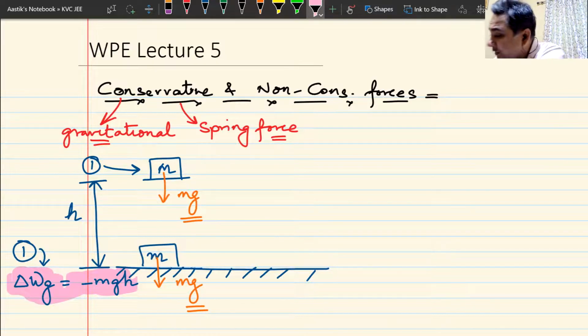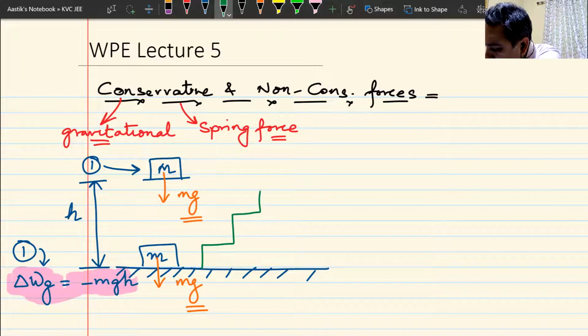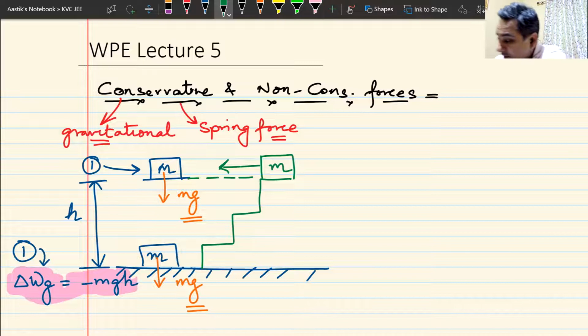Now instead of straight away lifting it from ground to the platform, I do it in steps. So I take 2 or 3 steps. Then I bring this block here, and then I move this block from here to here horizontally. Let me call this the second way in which I have lifted this block. I have lifted it step by step and then moved the block to the original position where I wanted it to be.